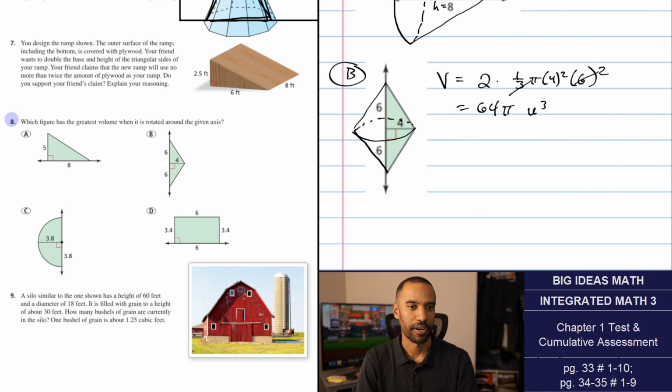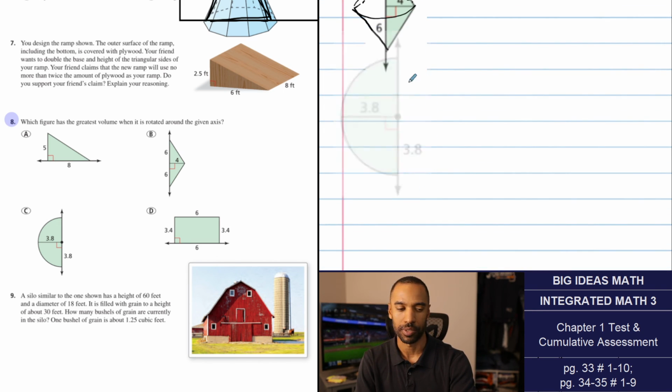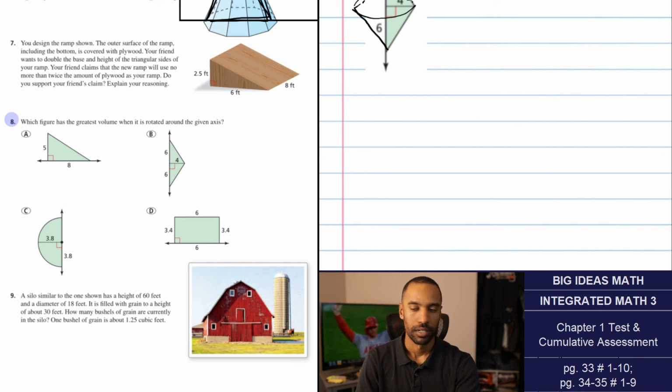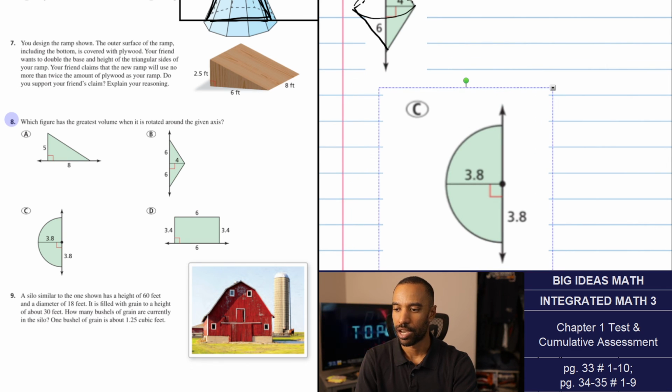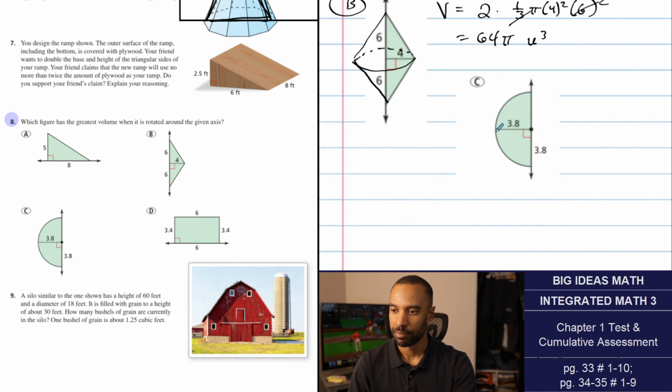Part C, you have a sphere. And listen, I don't know the answer to the question. I can't even eyeball it. I'm going to have to let it do its thing. Let me copy it with the part C in there, and I'll shrink it to size. All right, part C. We're going to make a sphere out of this guy. 3.8 is our radius.